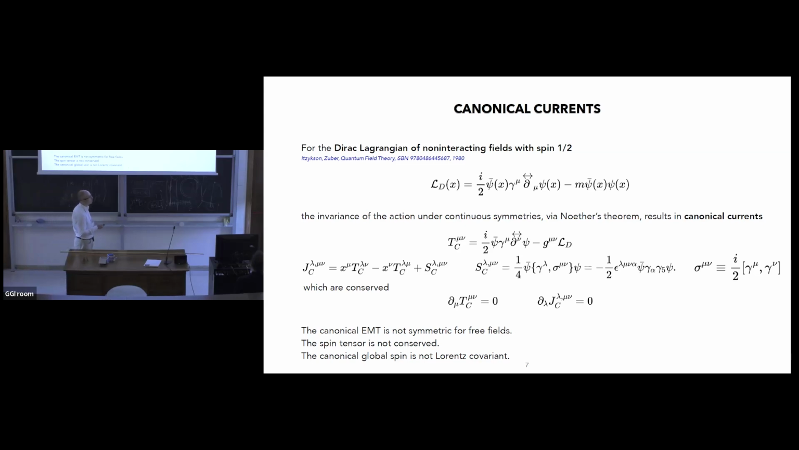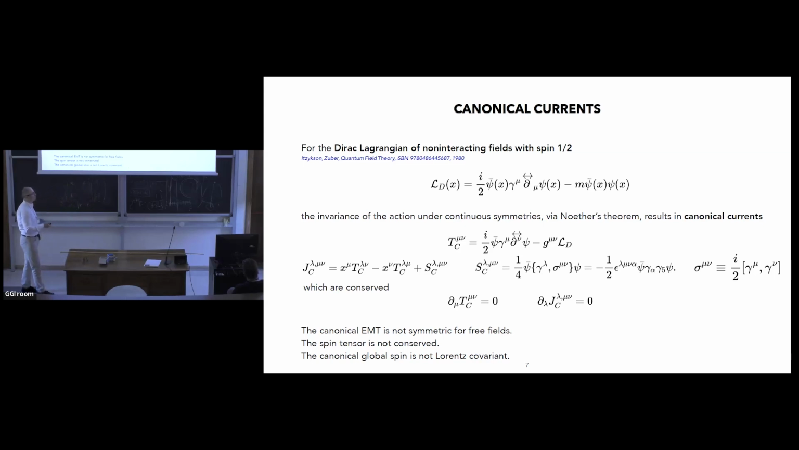This is the first problem, which may be overcome by some other procedures I will talk about later, but also the spin tensor which comes out is not conserved. Now, if this tensor is not conserved, you may actually prove that the global spin will not be Lorentz covariant, and as a result, you cannot define the spin density in the system in such a way that it will not be dependent on the hypersurface at which you calculated.